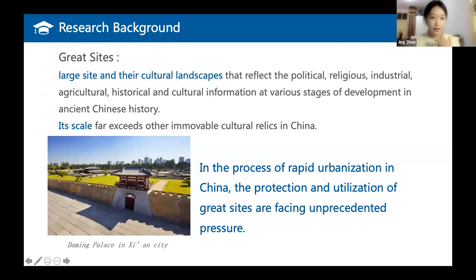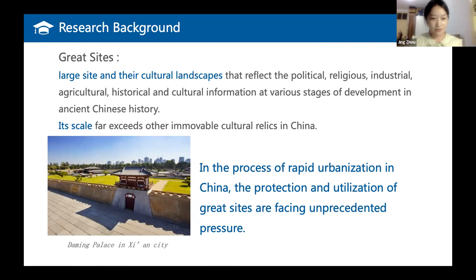Here comes my first question. What are great sites? They are large sites and their cultural landscapes that reflect the political, religious, industrial, agricultural, historical, and cultural information at the various stages of development in ancient Chinese history. Their scale far exceeds other immovable cultural relics in China.